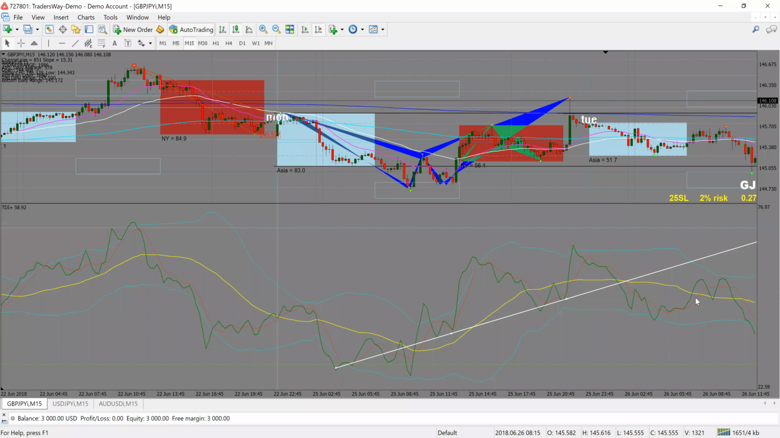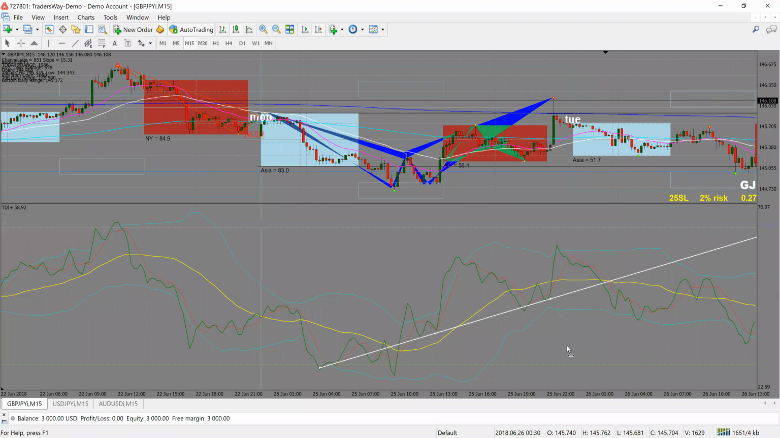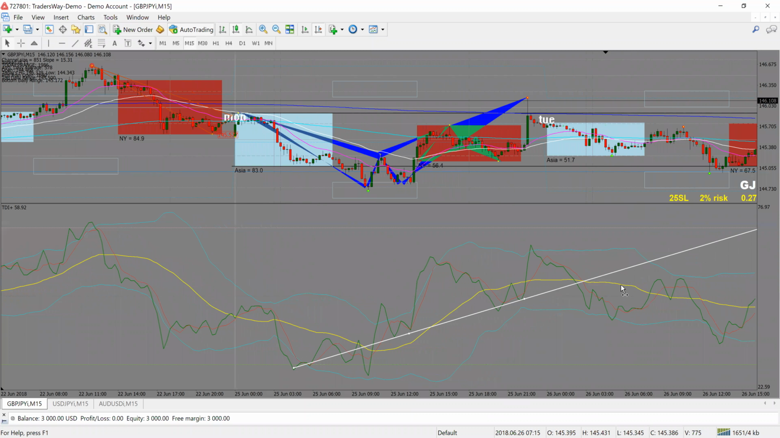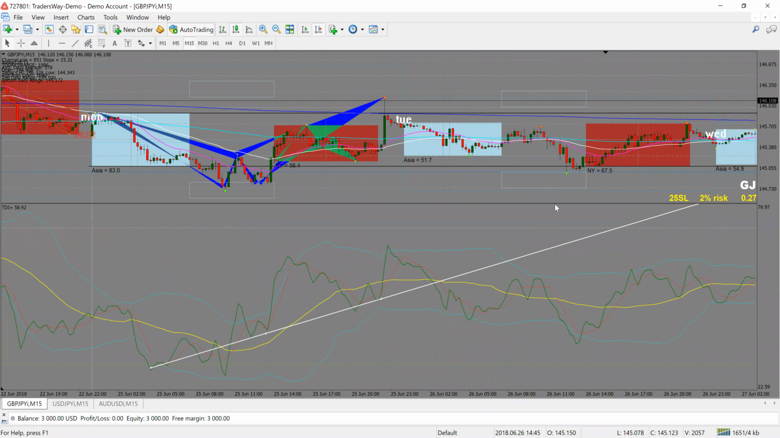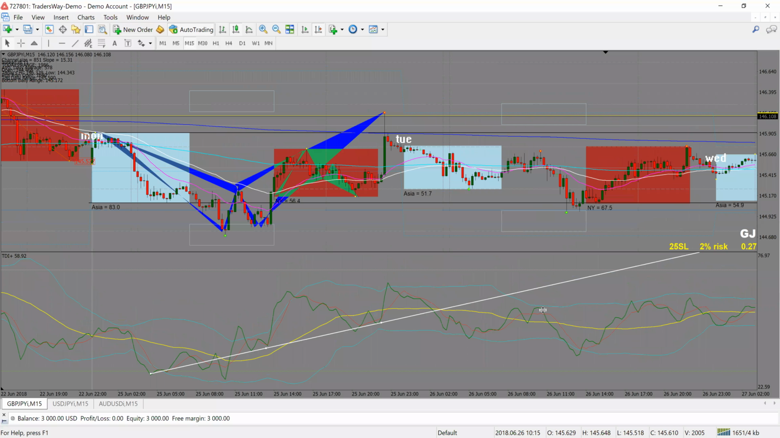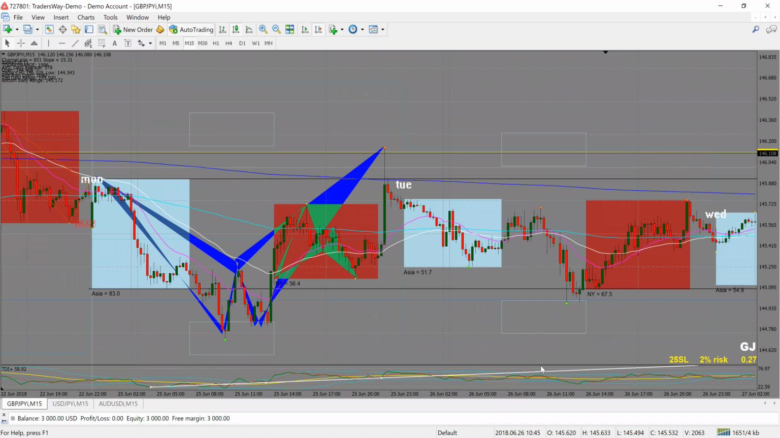All right, so let's move forward. Look, we're only on Monday. Could have got a lot of profit just by doing patterns. And then here we are on Tuesday. Let's go Tuesday. Let's extend this more so you guys can see it better.